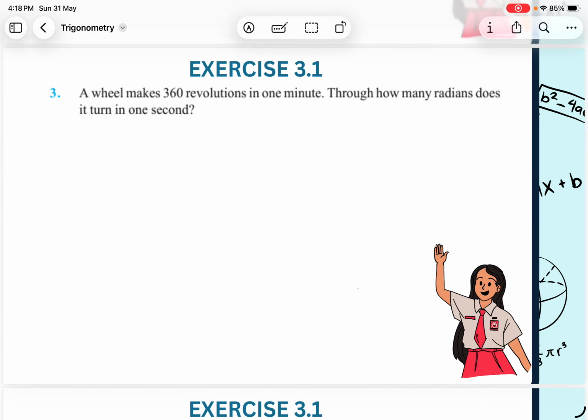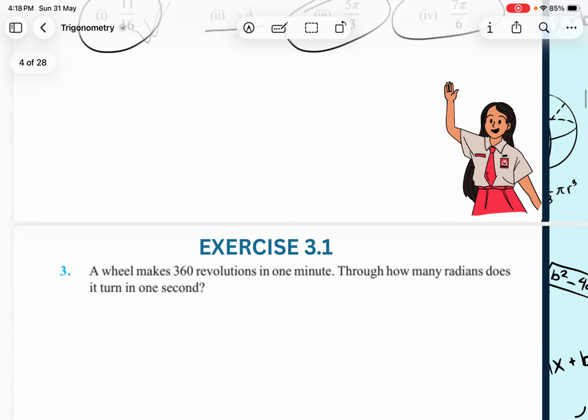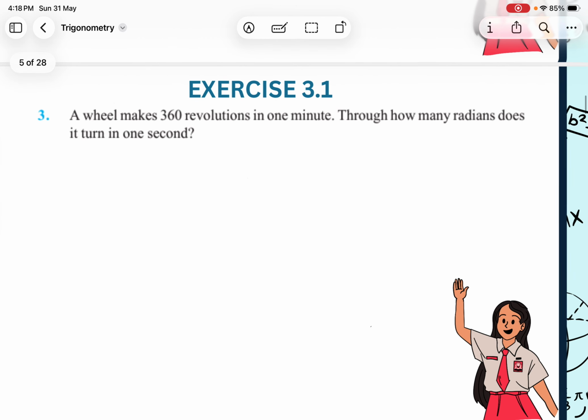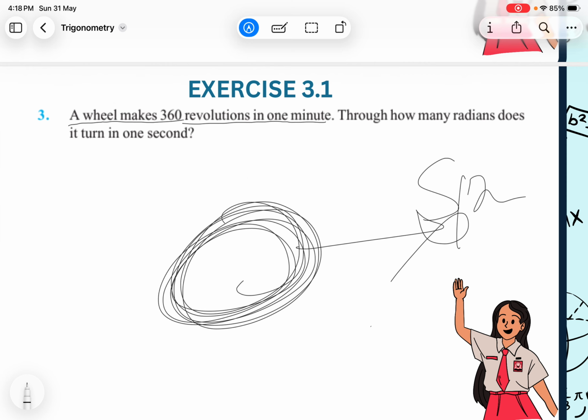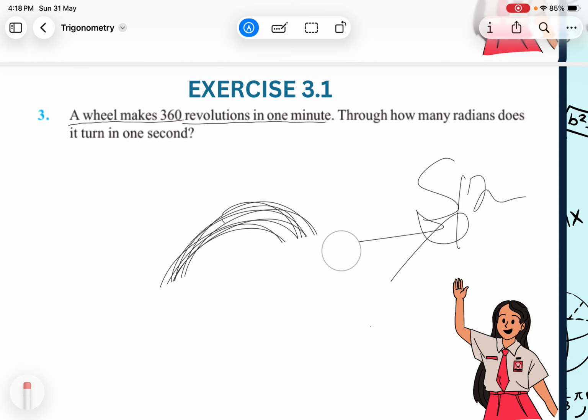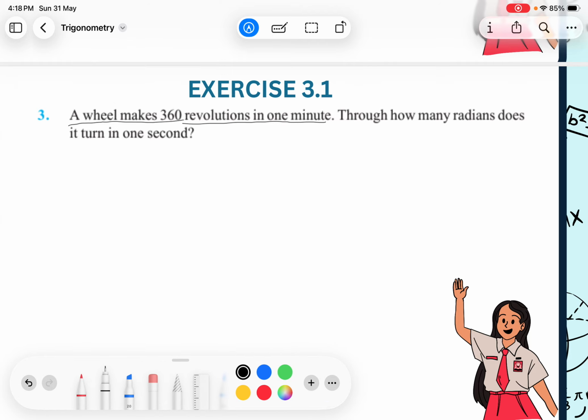And in the last video we solved question number 2 and found the value of this radian in degree. Now we have question number 3, exercise 3.1. Let's go. It's saying a wheel makes 360 revolutions in 1 minute. Means in a car or bike, the wheel is rotating continuously, right? So our speed increases. The more it revolves, the more speed we can generate, right? So it's saying that this wheel rotates 360 times in 1 minute, right?